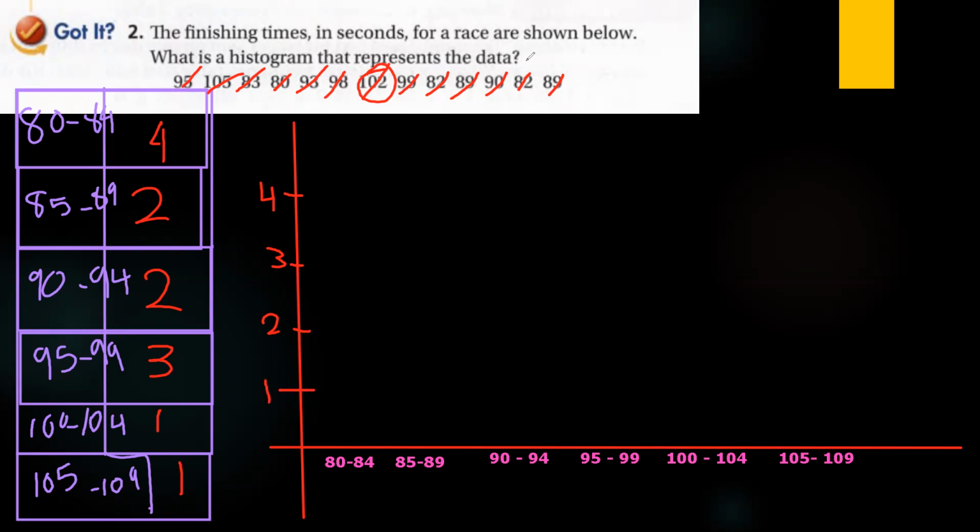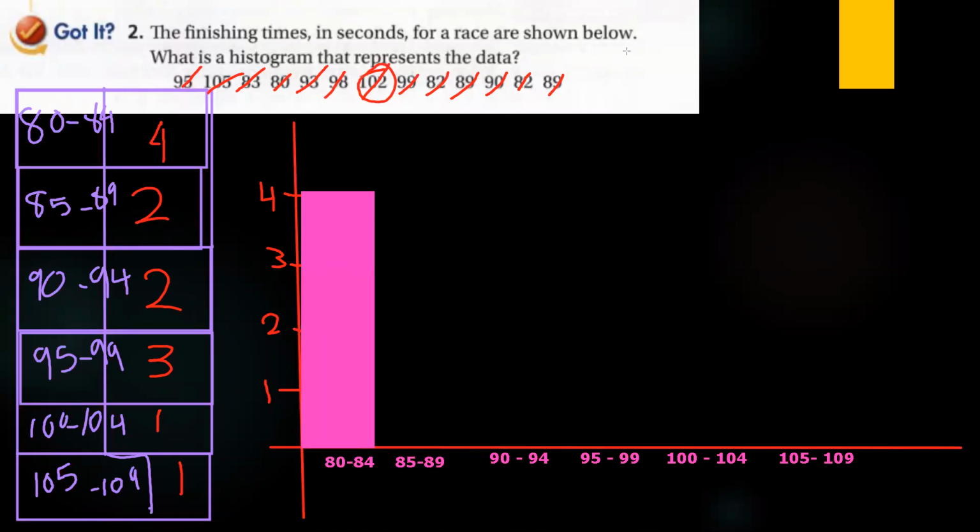Then from 80 to 84, we have 4. So we have to start from here up to 4. We draw our bar. Then from 85 to 89, we have 2.